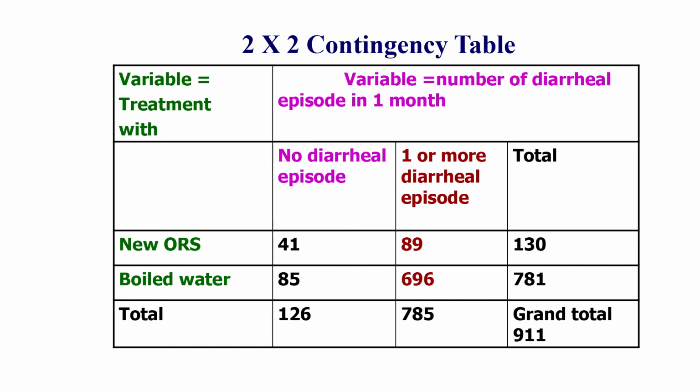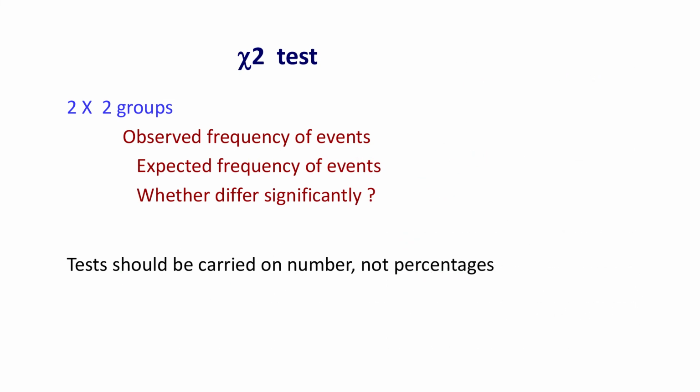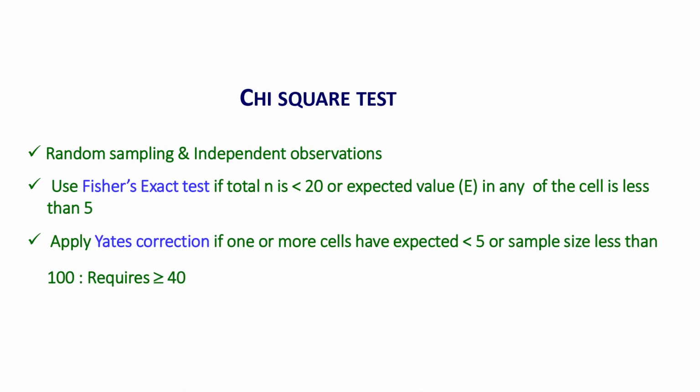ORS taking individuals but no diarrheal episode, ORS taking but having diarrheal episodes, and similarly for boiled water, prepare this kind of table and then the test will be applied and you will get the result. Now as we have seen that the variation of t-test is z-test depending upon the sample size. In case of chi-square test, which is applicable on the previously shown example, there is something called Fisher exact test.